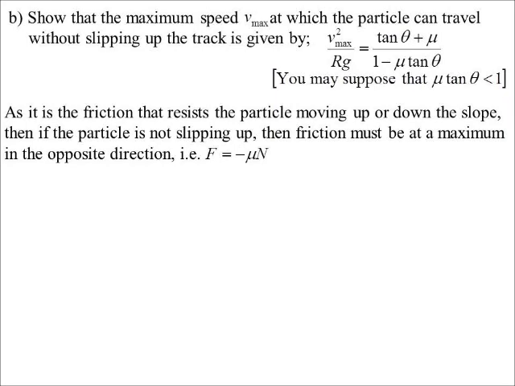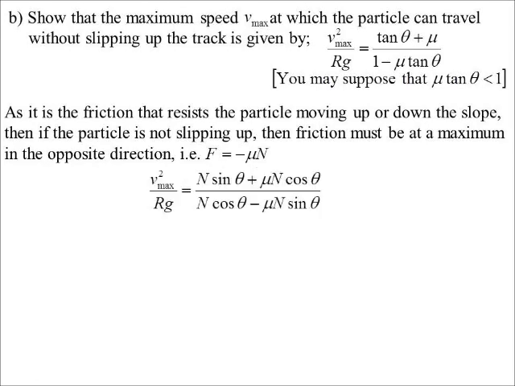Okay. So it's friction that's resisting the particle moving up or down the slope. We're saying it's not slipping up. So if it's not slipping up, friction must be a maximum in the opposite direction, because it's resisting the movement up. Going down the plane, we said that was the negative. So friction is minus mu n.